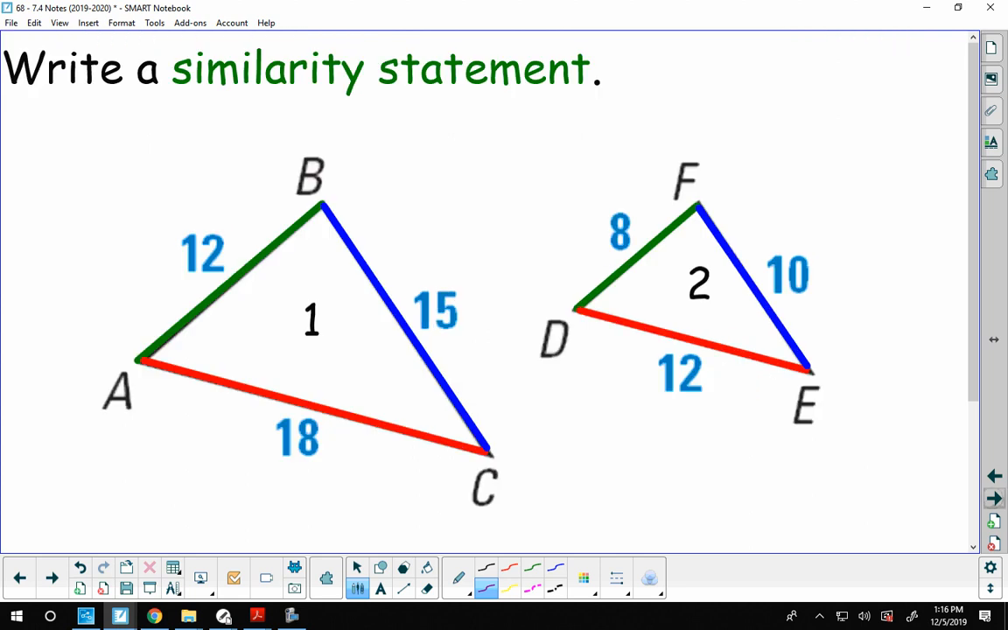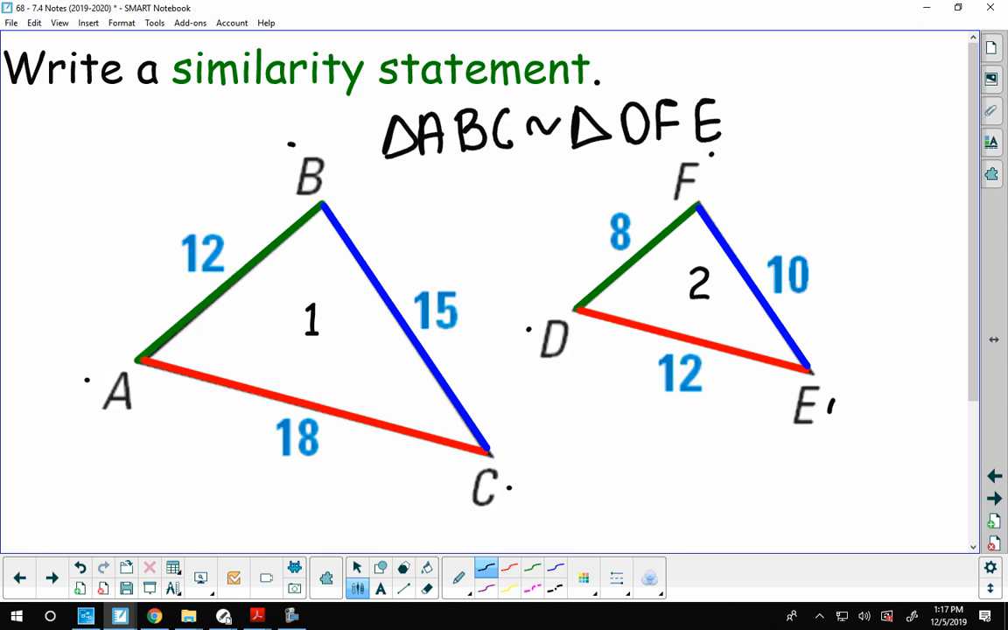So let's write a similarity statement. Let's call the first figure triangle ABC, and let's call the second one, let's see, if we went A, B, C, then we have to go D, F, E. So that does not end up being alphabetical order. So we went green side, blue side, red side, so we got to do green side, blue side, red side again.